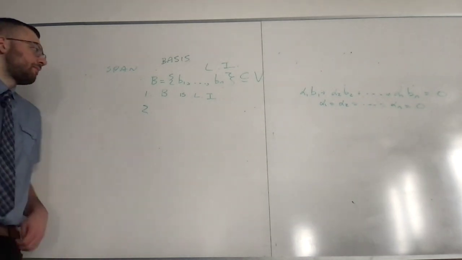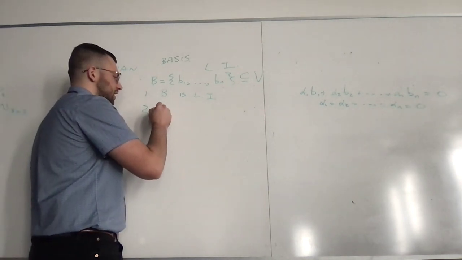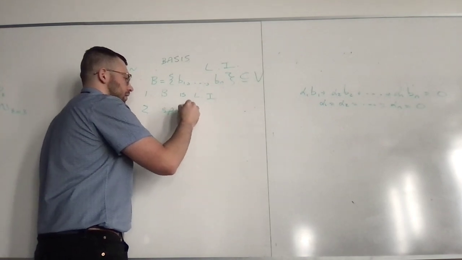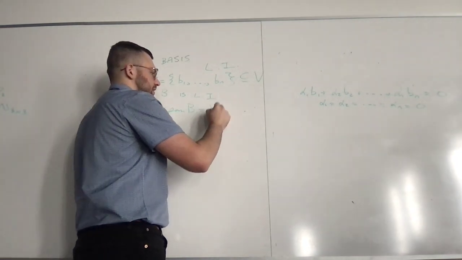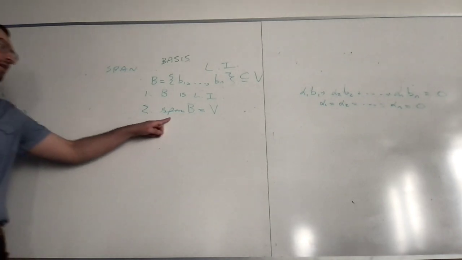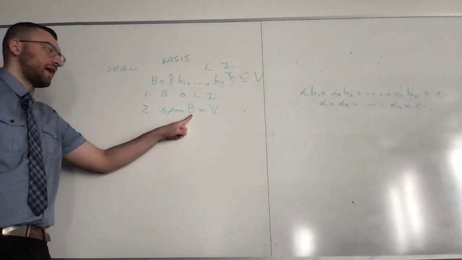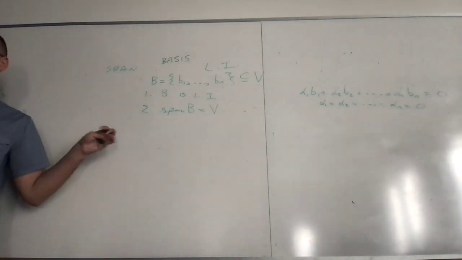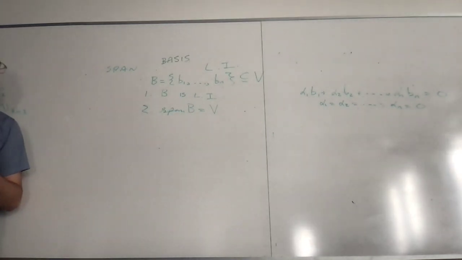If you have more than just that trivial solution, you would have infinitely many solutions, so your set is linearly dependent. The second condition you need is that the span of B is equal to the whole vector space V. In other words, you've heard that as the set B spans the entire space. So using the vectors in B, you can reach the entire vector space. Does that make sense?